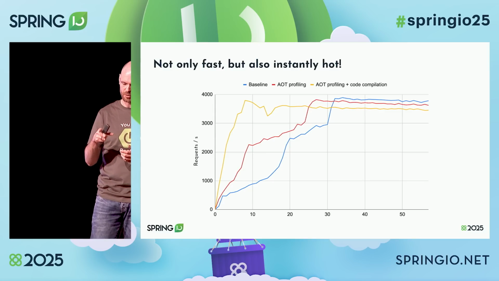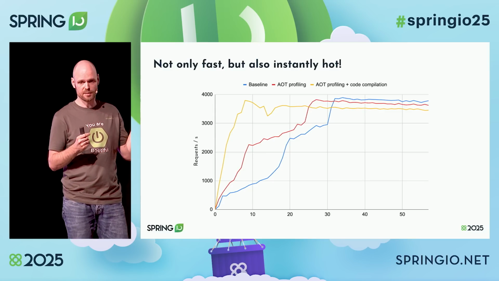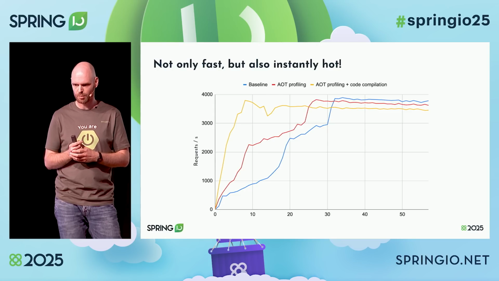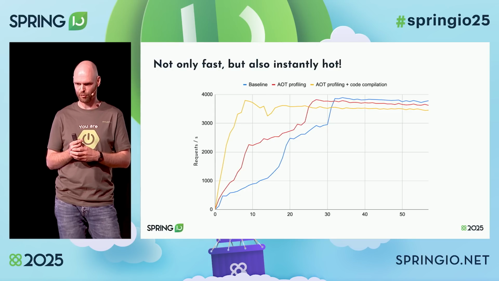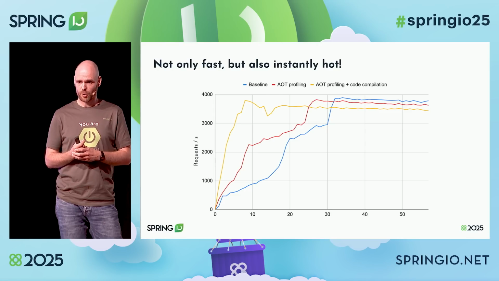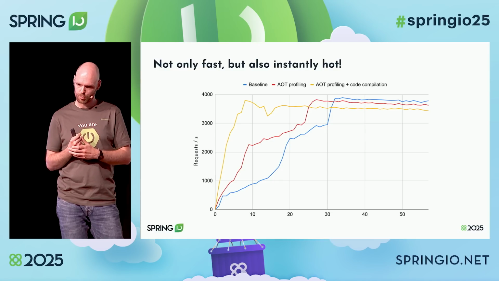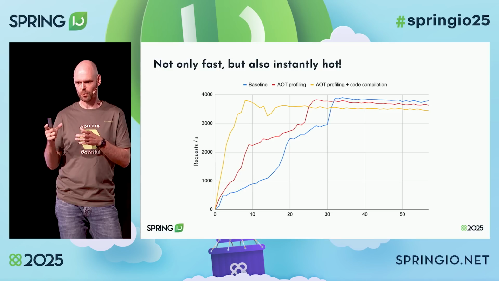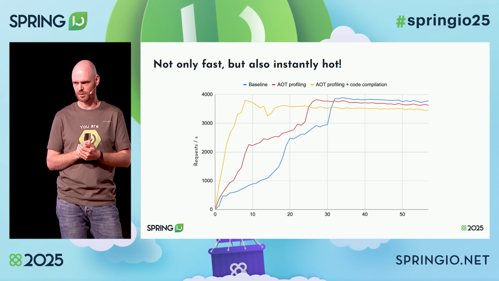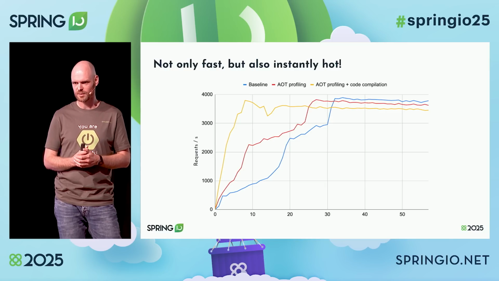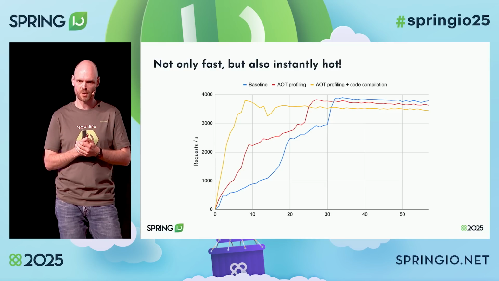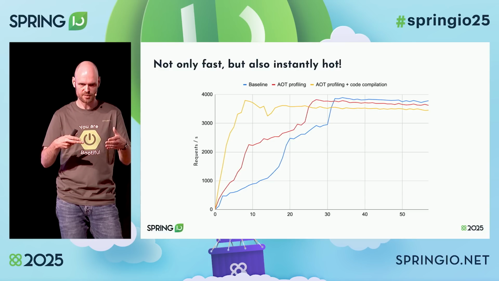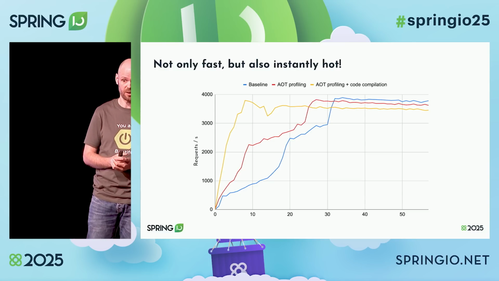So if you take a look at those graphs, the blue is the baseline, and you see it takes about like 32 seconds to reach peak performance, right? If you enable AOT profiling, you reach peak performance at like 25 seconds already. And then if you also enable code compilation, which stores the compiled code in the cache and then reuses it, your JVM is instantly hot at like 8 seconds. So it's significantly hot faster, which means more requests per second handled earlier, which is, I think, absolutely awesome.